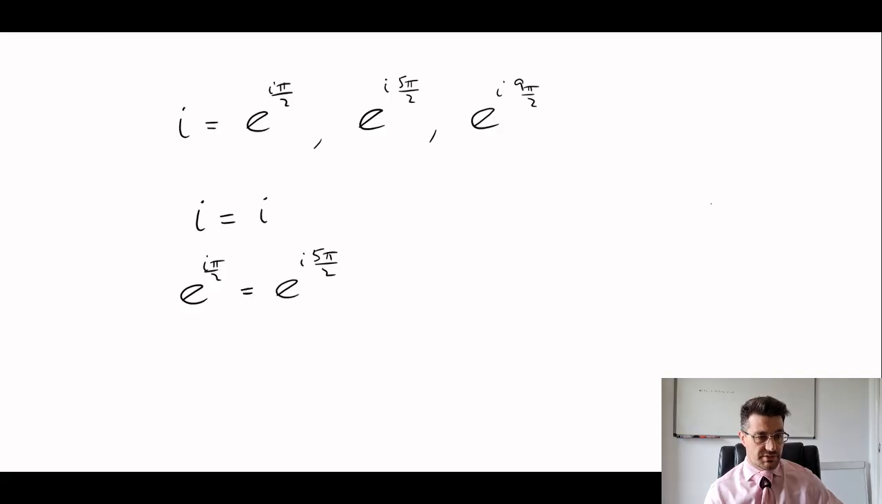So if we use the usual laws of indices naively, and I'm not saying that the laws of indices that we use for real numbers do carry straight over to complex numbers, but let's just hypothetically see what happens if we assume that. Then what happens? We get e to the i pi by 2 to the power of i is equal to e to the i 5 pi by 2 to the power of i.